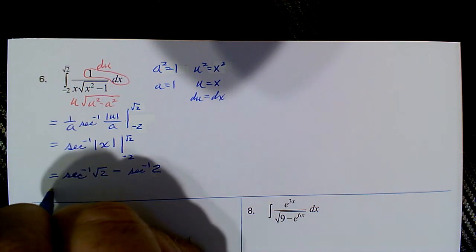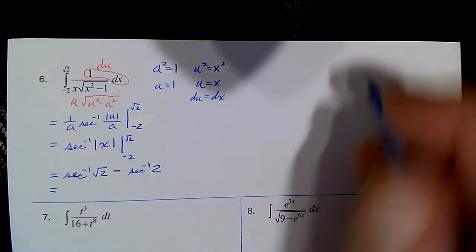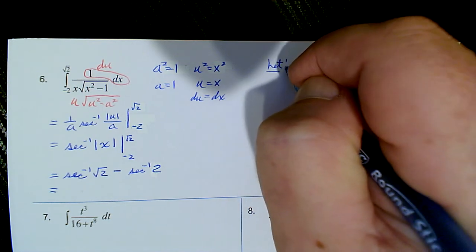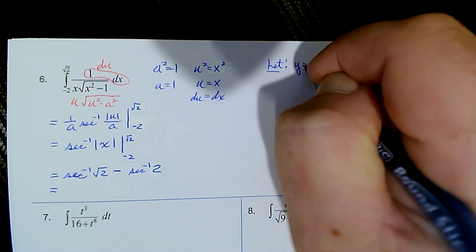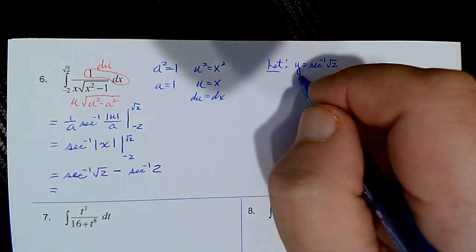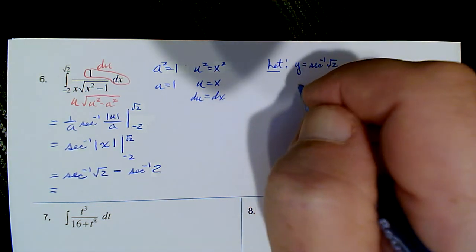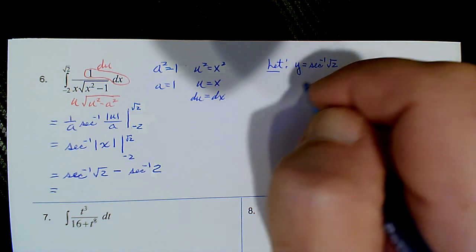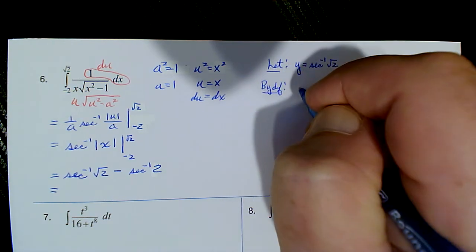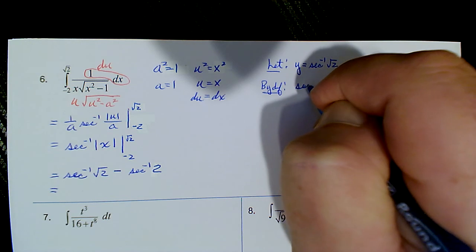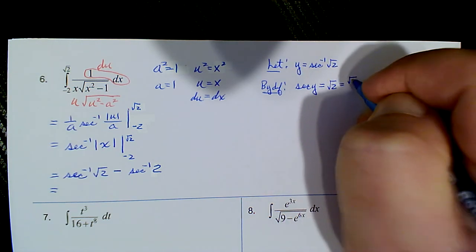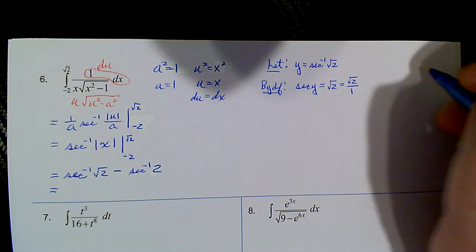Okay, and now here's the part where we're going to fill these in. To do so, we go off to the side, and we have to do some work that most students don't like. We're going to let y equal the inverse secant of the square root of 2, because we're looking for the angle y. So by definition, the secant of y is the square root of 2. Now, I'm going to make that a ratio by putting it over 1.